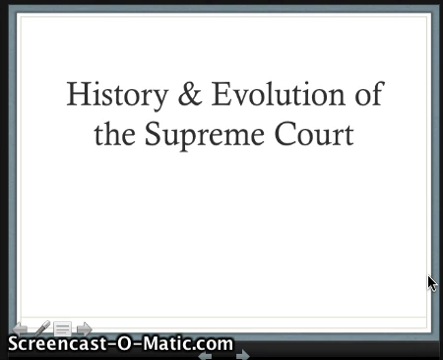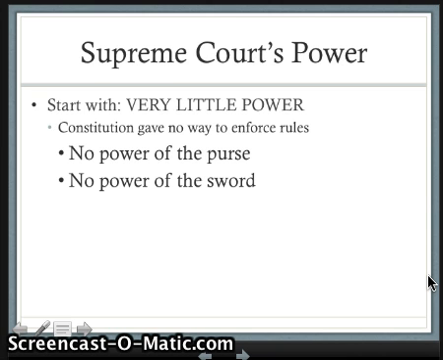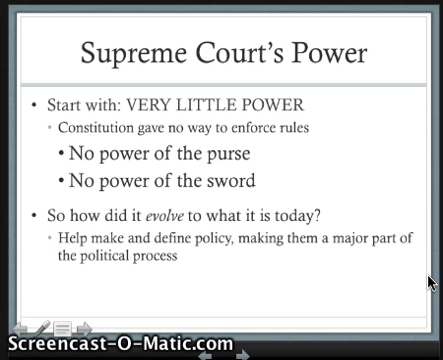Now for the history and evolution of the Supreme Court. As we've said, they started with very little power. The Constitution gave no way to enforce anything they said. No power of the purse and no power of the sword. So, how did they evolve to what they are today? Where now they seem to be making and defining policy, and they're a major part of the political process.